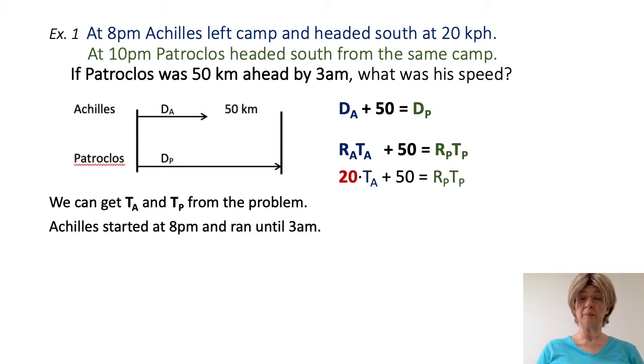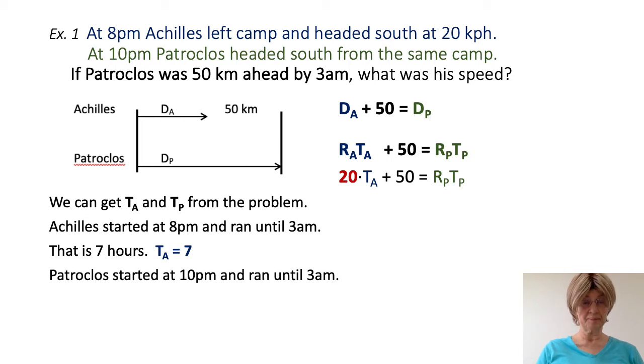Achilles started at 8 p.m. and ran until 3 a.m. That is 7 hours, so T sub A equals 7. Patroclus started at 10 p.m. and ran until 3 a.m. That is 5 hours, so T sub P equals 5 hours.